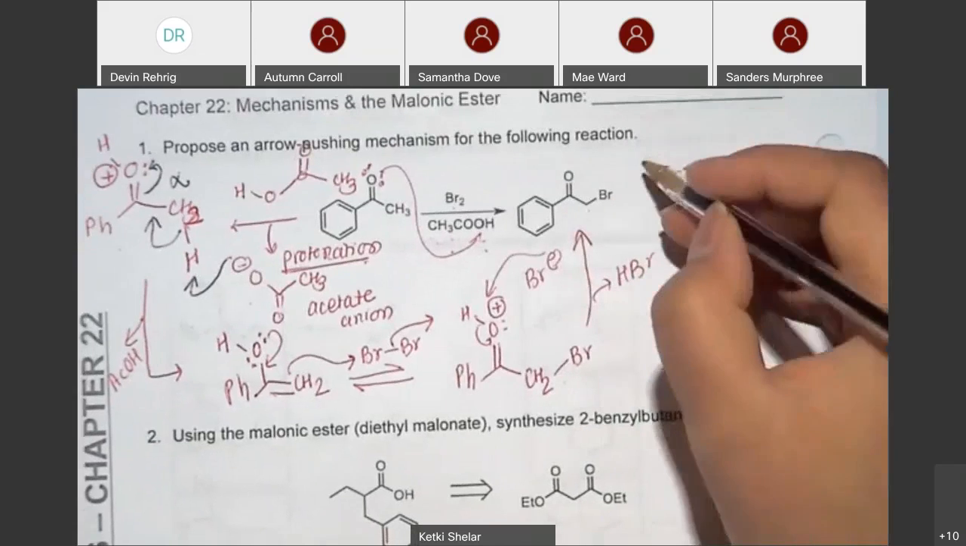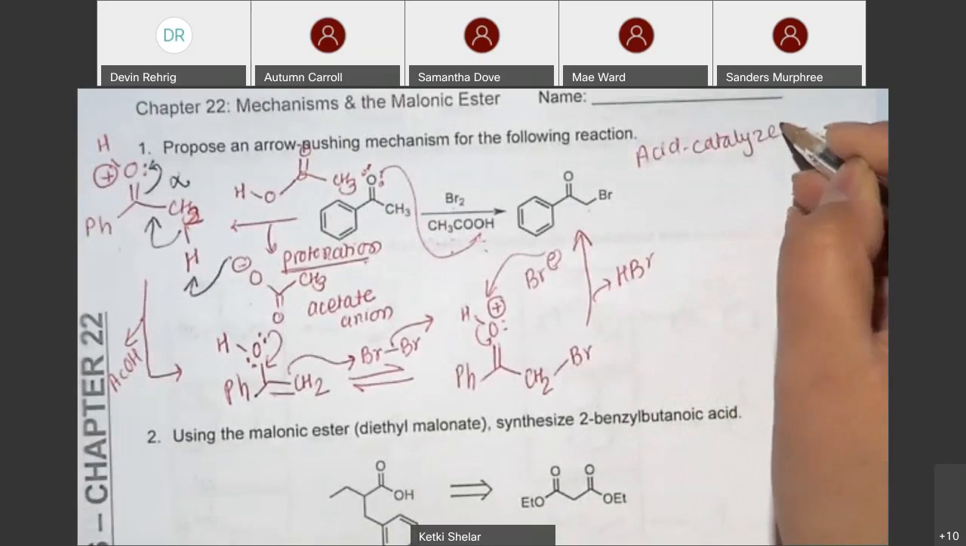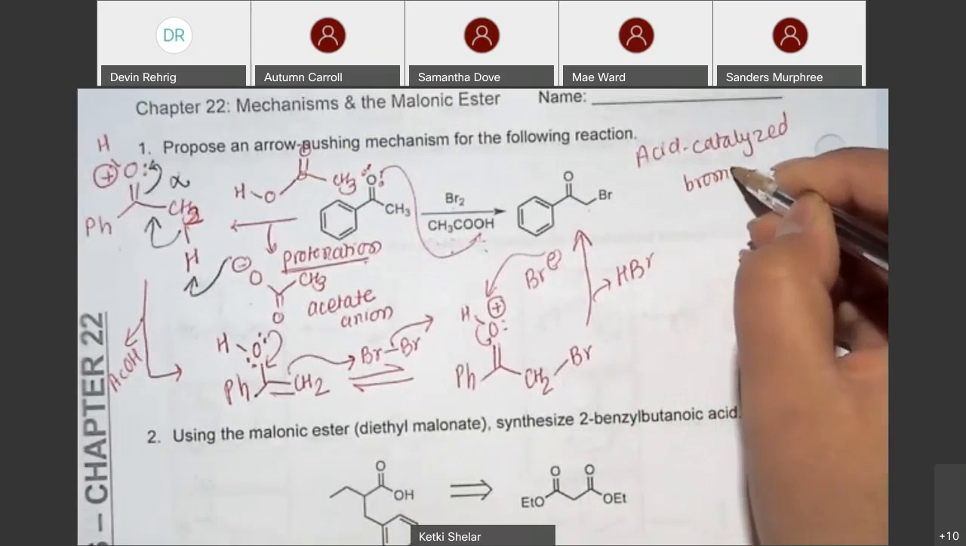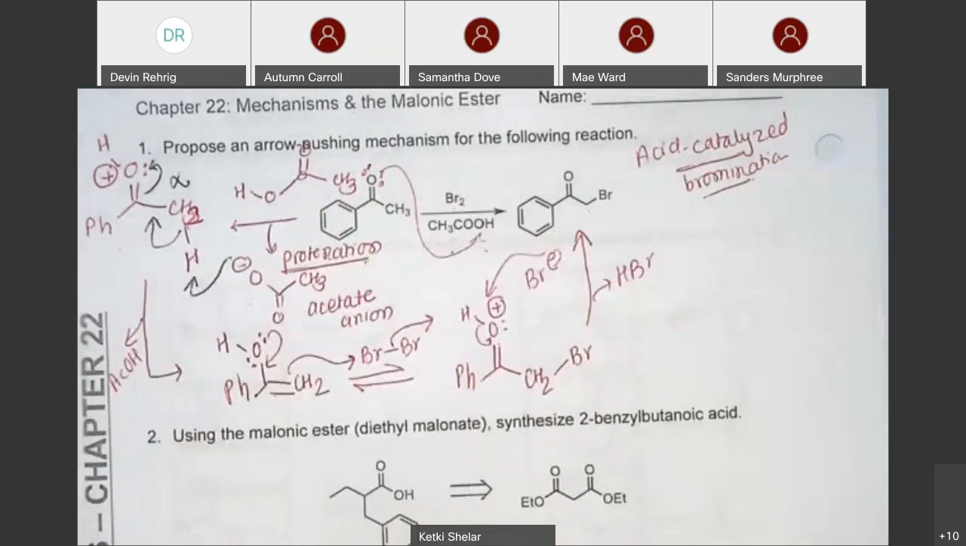And this reaction is known as acid catalyzed bromination. Any question? Any question, guys? Okay, so I think you guys are understanding. So let's move to our next part.